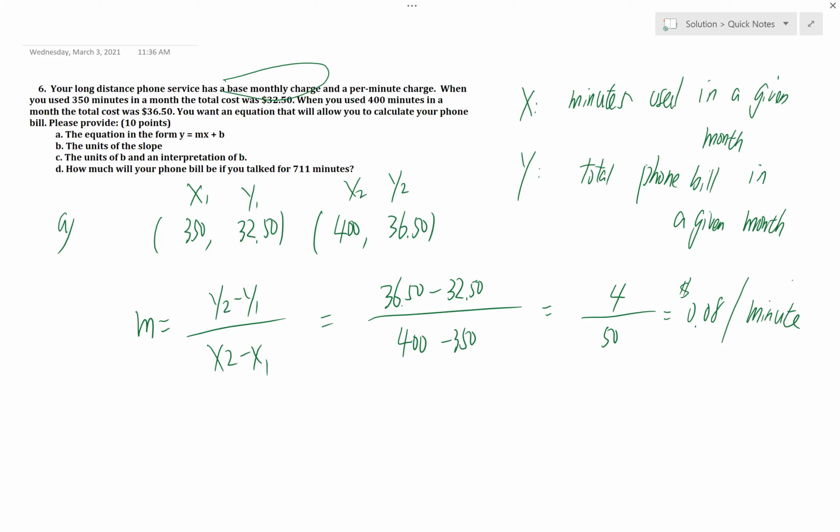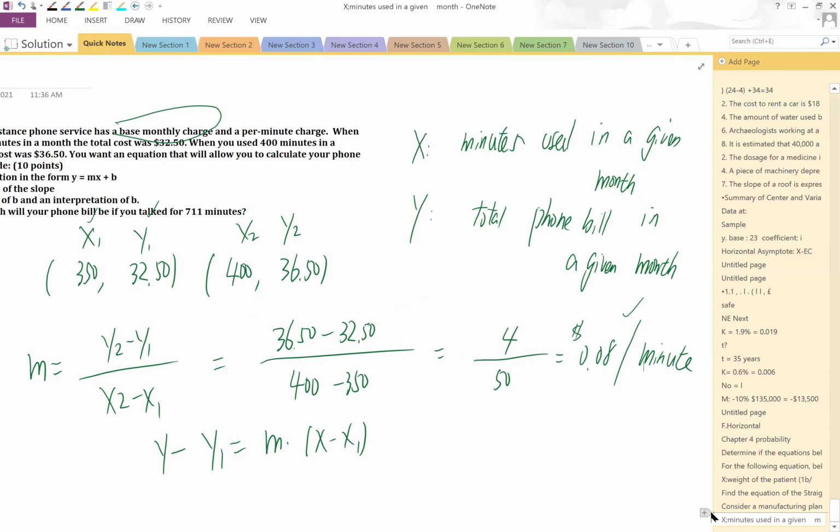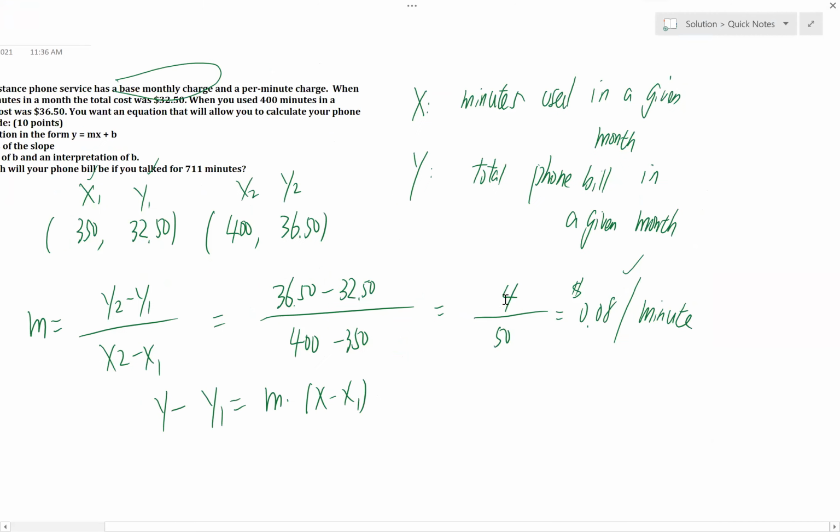That's what this means. And next step, find the equation of the line: y minus y1 equals slope times x minus x1. Now we know x1, y1, and we know the slope. Now let's plug into this linear equation, and I get the equation. So y minus 32.50 equals the slope 0.08 times x minus 350.